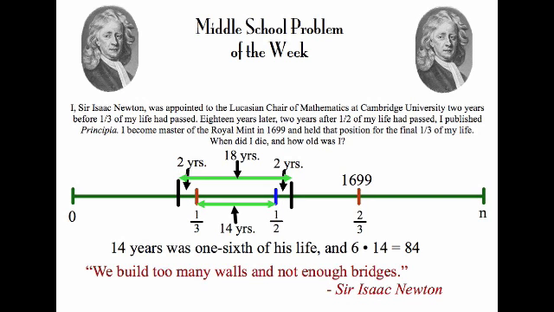And then we got a clue that with 1/3 of his life to go, he became the master of the Royal Mint in 1699, so we label 1699 at the 2/3 point.